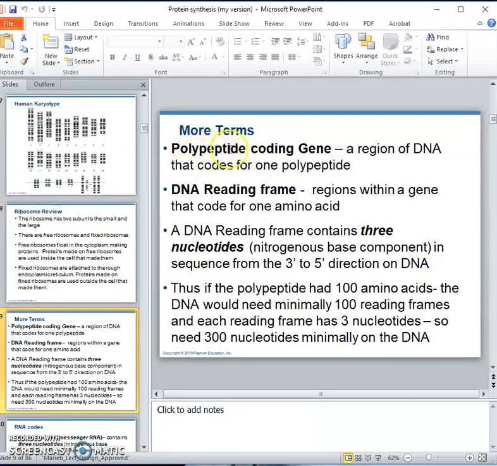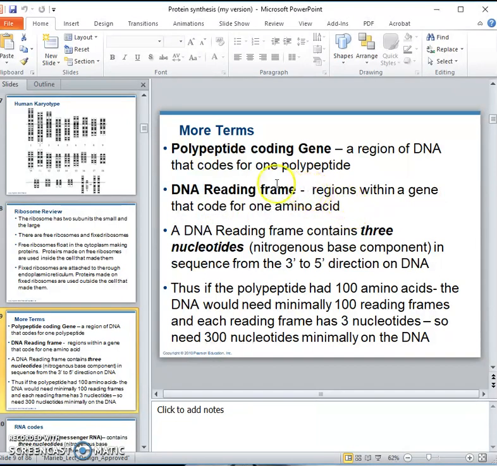We have a polypeptide coding gene. Remember, one gene, one polypeptide. That's a region of DNA that codes for one polypeptide. A DNA reading frame. This is kind of like, when you look at a book and you're reading, your eyes get a few words and then they move over to another few words. So think of that as a reading frame. A reading frame on DNA are regions within the gene that code for one amino acid, which would be a triplet code. Regions within a gene, that's what it concentrates on at one time.